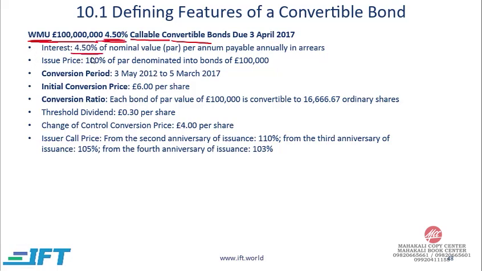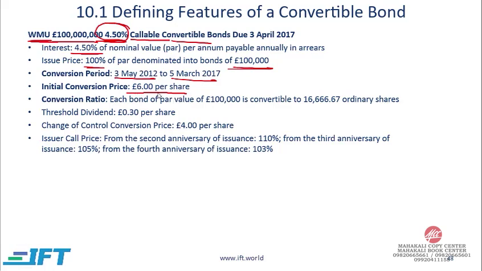The interest is 4.5%. That's coming straight from here. The issue price is 100% of par denominated into bonds of 100,000. So the par value of each bond is 100,000 and the price is quoted in terms of a percent. The conversion period is shown right here. This is the period during which the bondholder can convert the bond into equity. The initial conversion price is £6 per share.